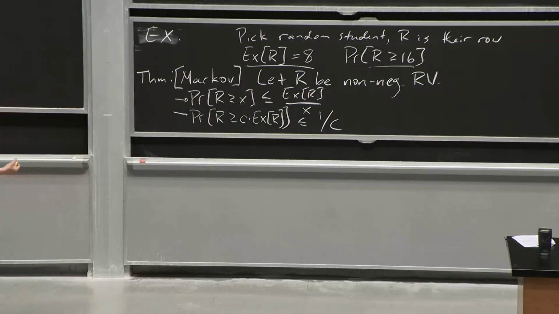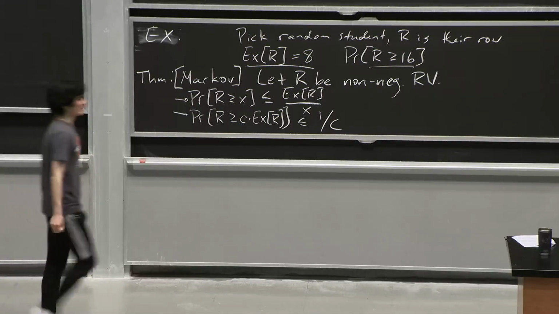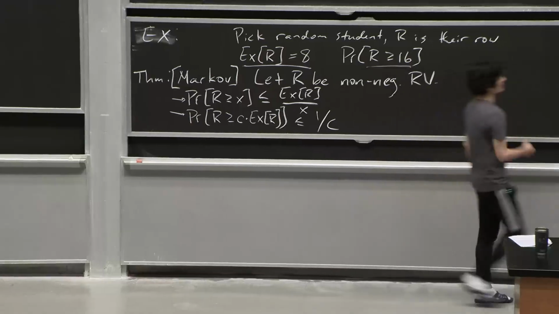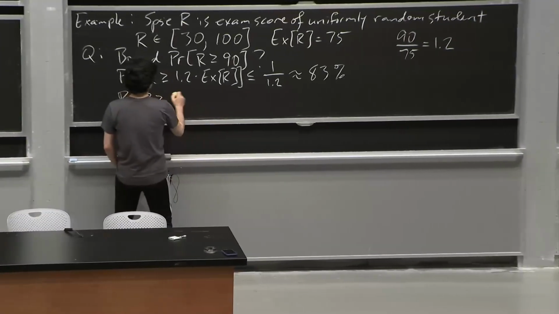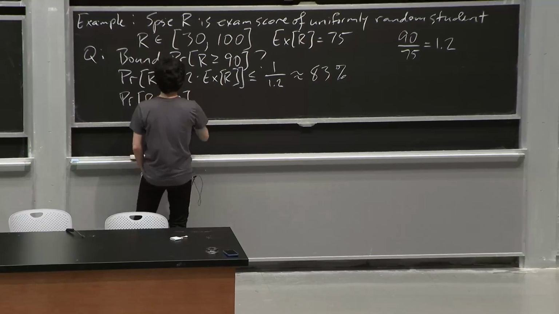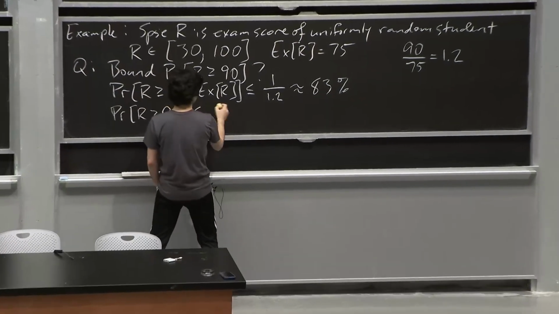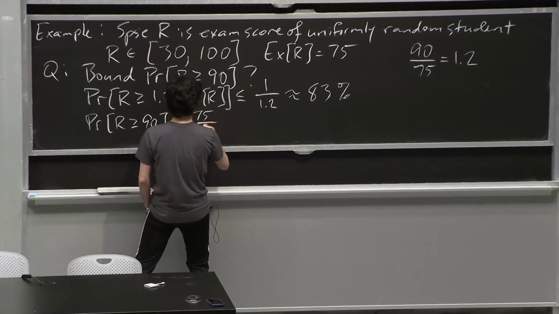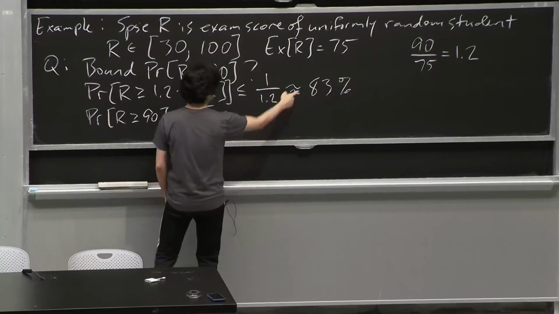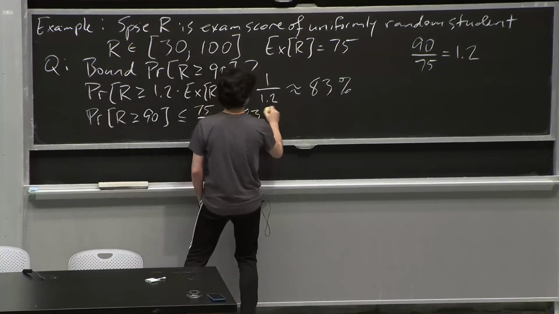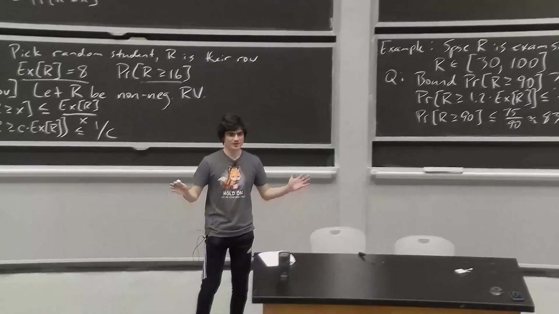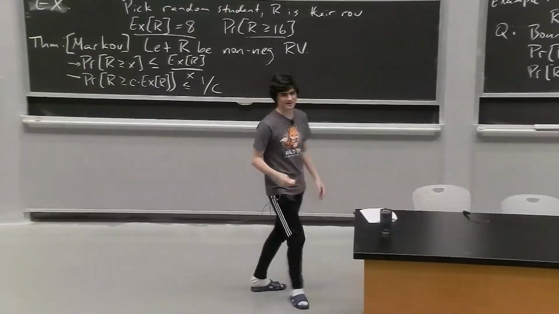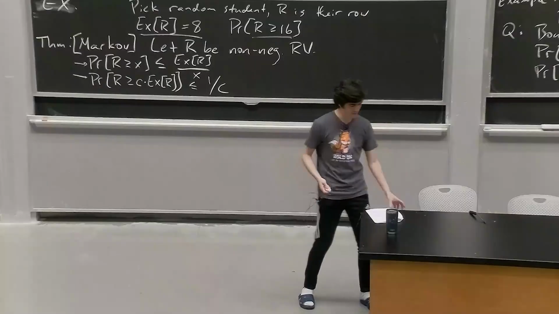Okay, so depending on which of them feels more natural to you, we could also use the first formulation to say the probability that R is greater than or equal to 90 is going to be at most 75 over 90, which, same thing, 83%. Okay, so either of them works. They both give the same answer. They're equivalent formulations. It's just whichever one you find easier to think about.